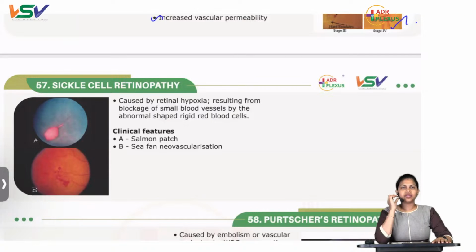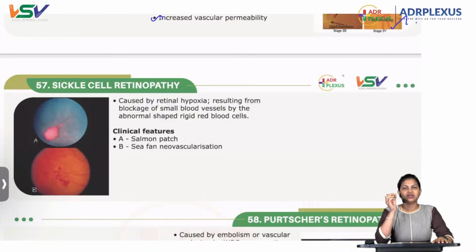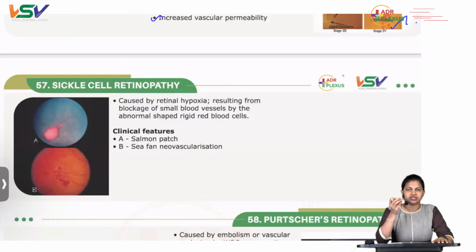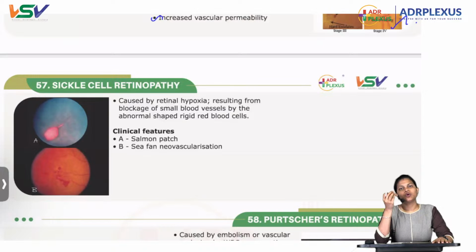Now, another form of occlusion is sickle cell retinopathy. What is happening in sickle cell anemia is that there will be abnormal shaped rigid blood cells. So these blood cells, when they come into the flow, will cause occlusion of the small blood vessels. In the eyes also, they will block the small blood vessels, causing retinal hypoxia.